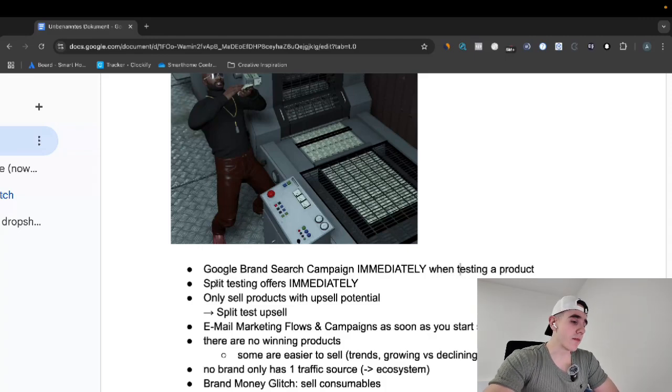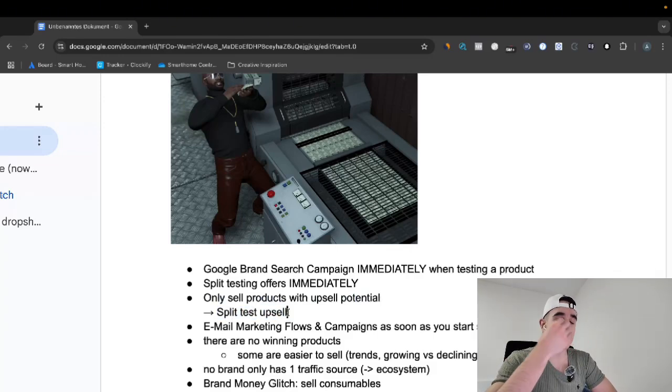Now, second thing, obviously immediately start split testing offers. Even if you're just testing a product, immediately start with an offer split test. Only sell products with upsell potential, right? And then that's also something which you can split test.